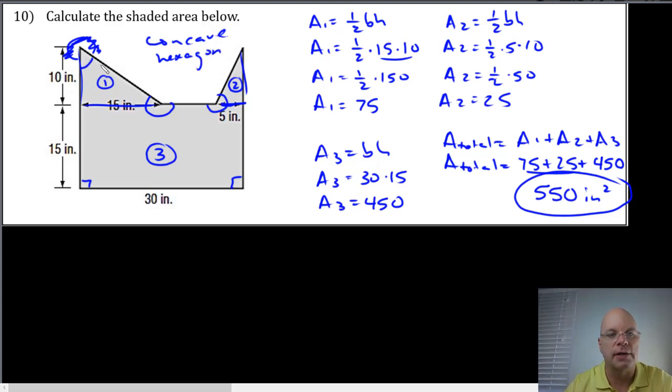And since this hexagon is a piece of this plane, and a plane is 2 dimensions, that's why it's inches squared, inches to the 2nd power. It literally means if I had 1 by 1 inch squares, 550 of them would fit inside of this space.